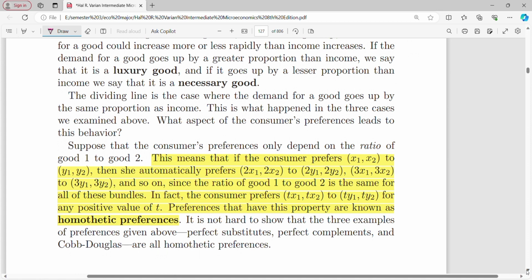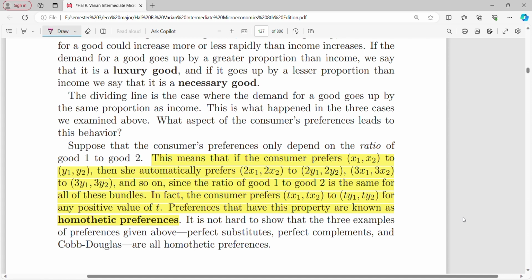Here, instead of x1 and x2, I'm using x and y as abbreviations, or else you will get confused. If the consumer prefers x to y, automatically she prefers 2x to 2y, then 3x to 3y, and so on, since the ratio of good 1 to good 2 is the same for all the bundles. So the consumer prefers tx to ty for any positive value of t. Preferences that have this property are known as homothetic preferences.